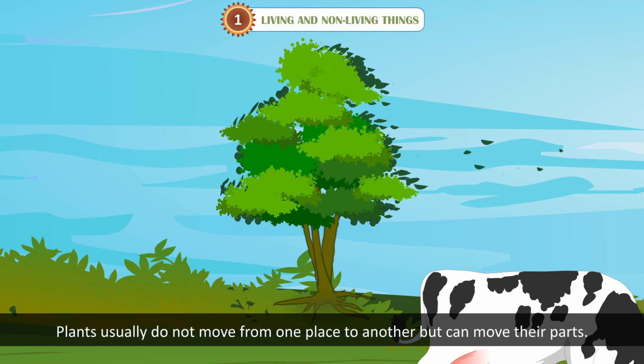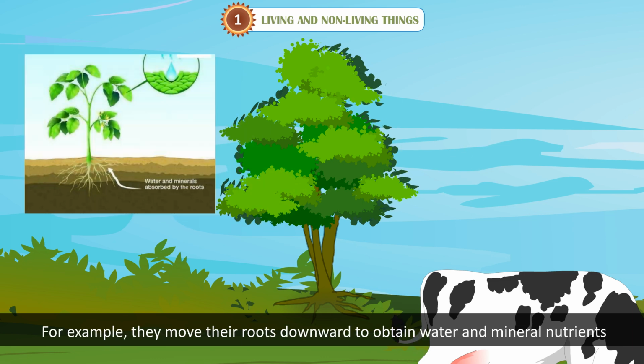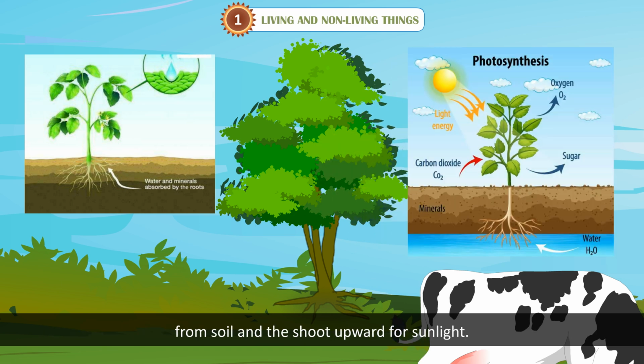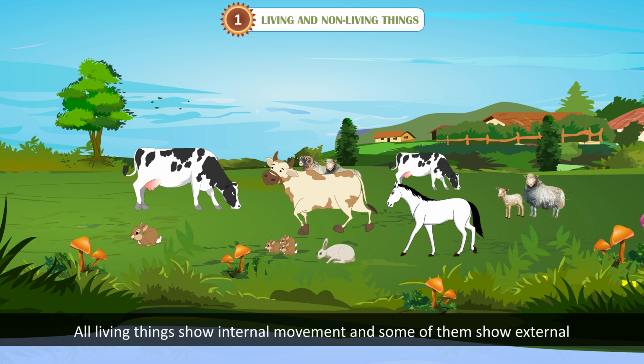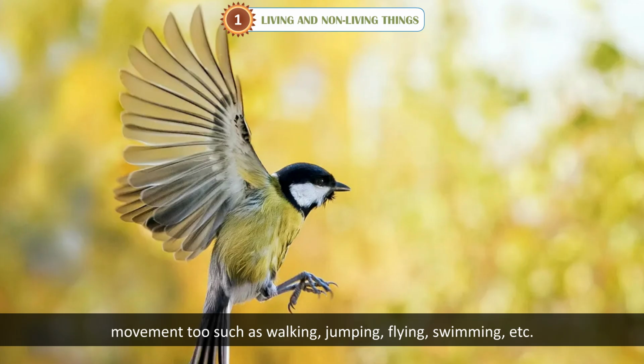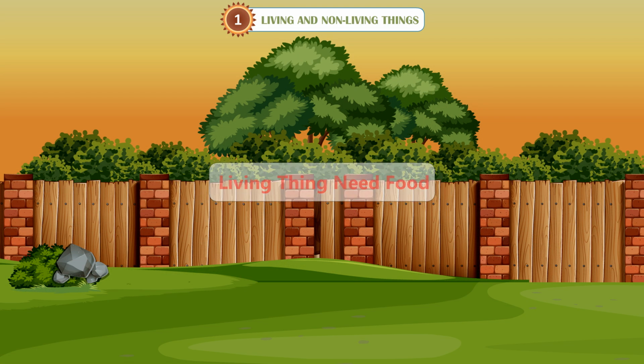Plants usually do not move from one place to another, but can move their parts. For example, they move their roots downward to obtain water and mineral nutrients from soil and the shoot upward for sunlight. All living things show internal movement, and some of them show external movement too, such as walking, jumping, flying, swimming, etc.